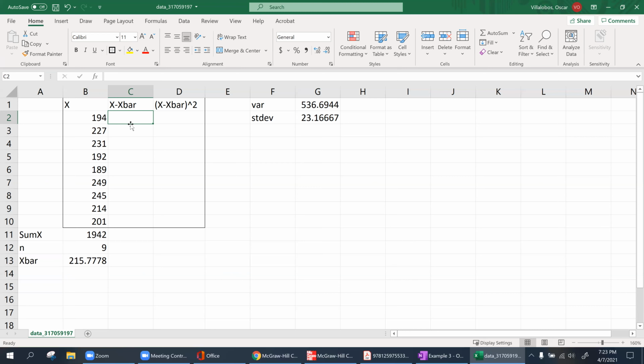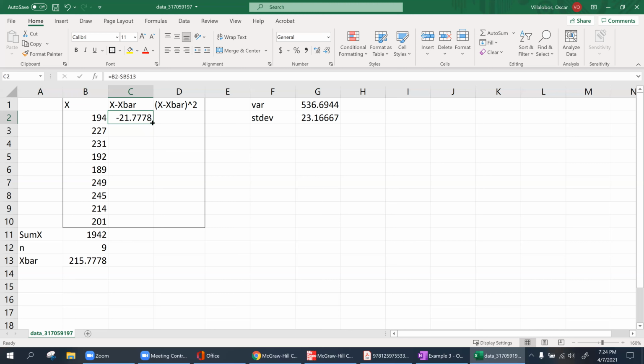So one thing I want to do here is take this x value minus the x bar. I don't want you to put 194 minus 215.7778. It's an easier method. So you're going to write equal, this minus this part in the bottom. But I'm going to want to do this for everything below it, and I always want x bar to be this value. So I'm going to put these dollar signs in front of B and in front of 13. That locks it.